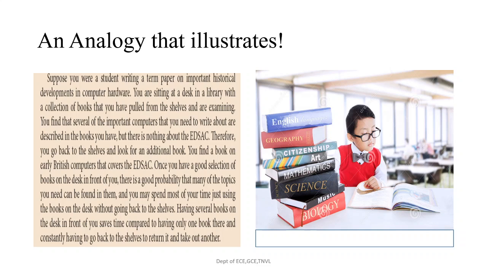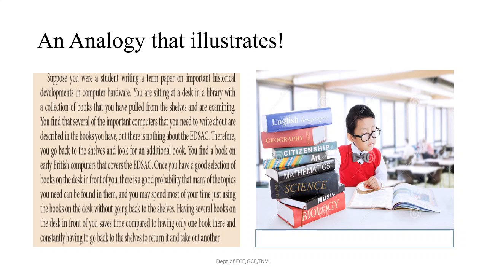Suppose that you were a student writing a term paper on important historical developments in computer hardware. You are sitting at a desk in a library with a collection of books that you have pulled from the shelves and are examining. You find that several of the important computers that you need to write about are described in the books you have, but there is nothing about the exact one. Therefore, you go back to the shelves and look for an additional book. You find a book on early British computers that covers it.